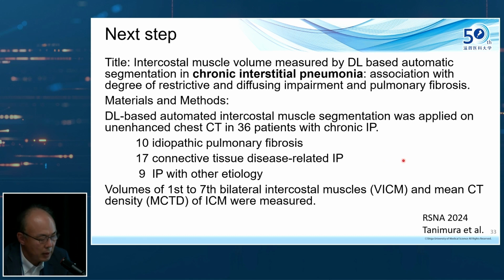Yes, next step, we applied these results to lung disease patients with chronic interstitial pneumonia. The patient number is small, only 36 patients with chronic IP: 10 are idiopathic pulmonary fibrosis, 17 are connective tissue disease related IP, and 9 are IP with other etiologies. We also applied our algorithm.